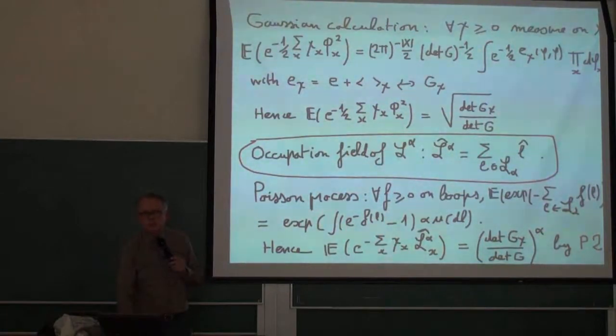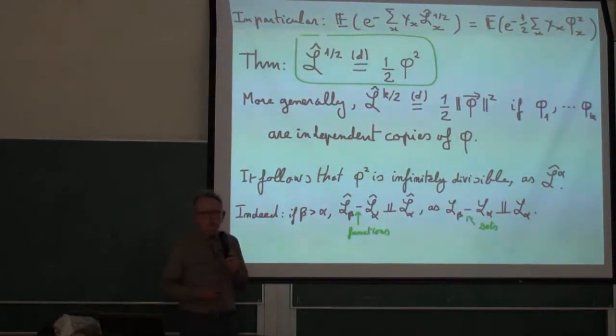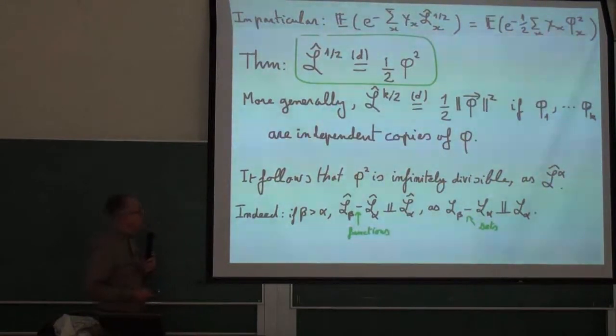Any question? That's what I wrote here. So you get that the Laplace transform of this occupation field for parameter alpha equal 1/2 is the same as the Laplace transform of 1/2 the square of the free field. Therefore, these two fields have the same distribution.